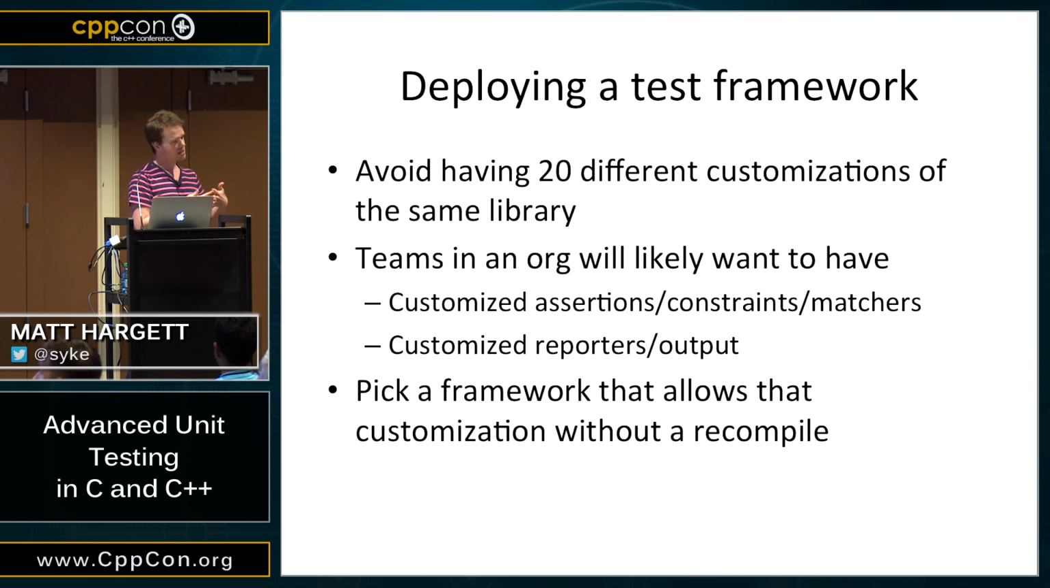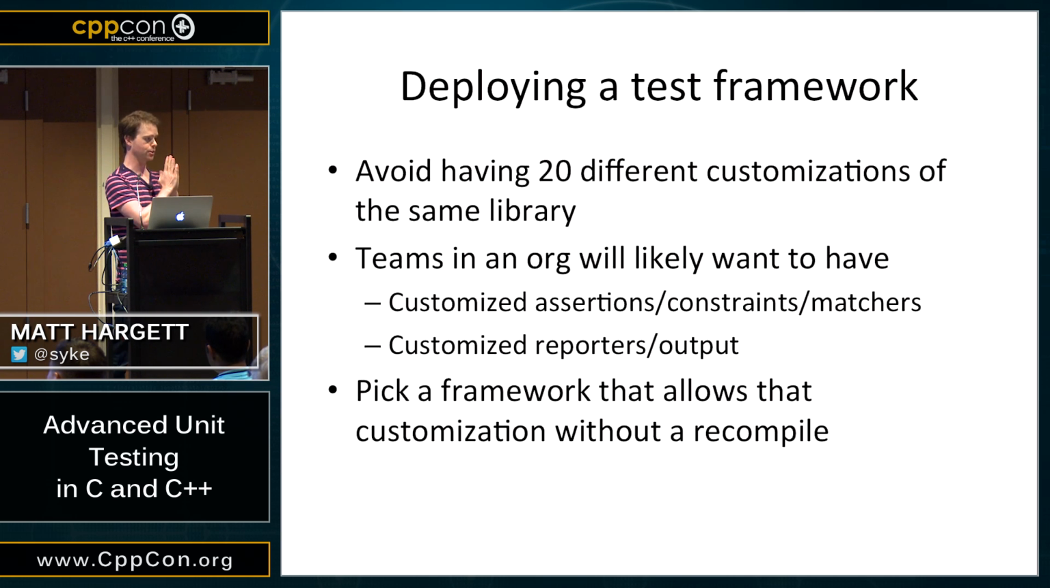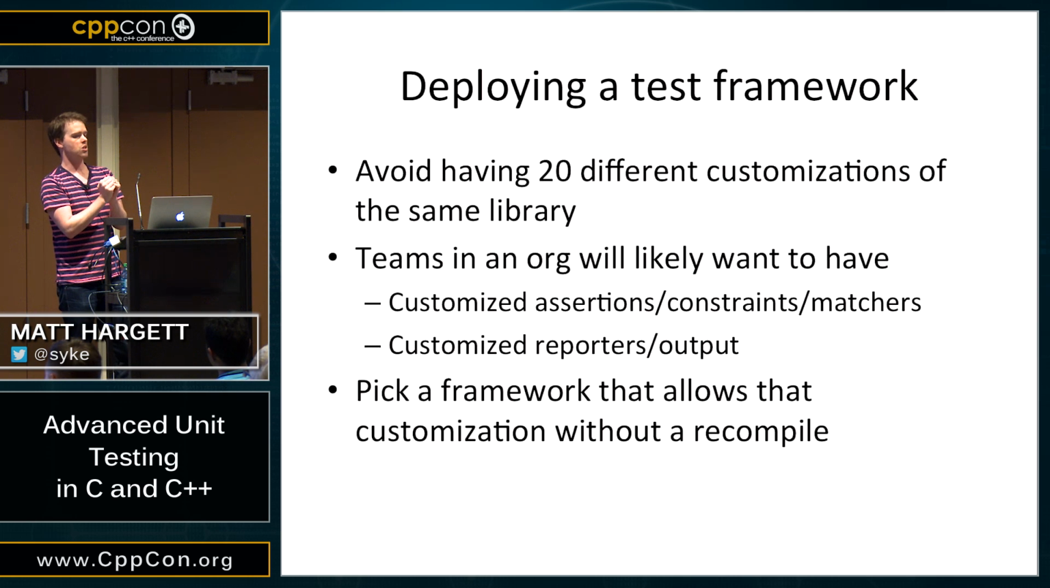So in my experience, teams in an org will likely want to be able to customize assertions, constraints, and matchers, right? They want to be able to write their own assert equal for their custom object types, for deep comparison of some custom types or whatever. That's pretty common. And they might want to customize the reporters of the output, right? They want to output it in some file format that their custom continuous integration system can slurp up, or whatever else. So one piece of advice, and there's no code for this, but it's a general piece of advice: pick a framework that allows you to customize those things without a recompile.